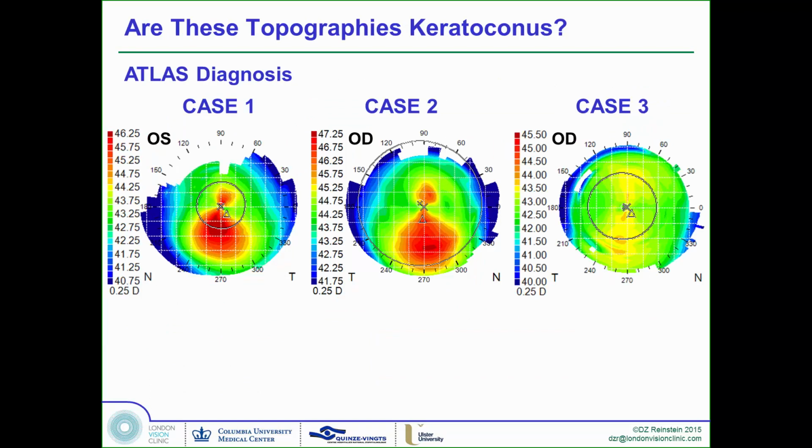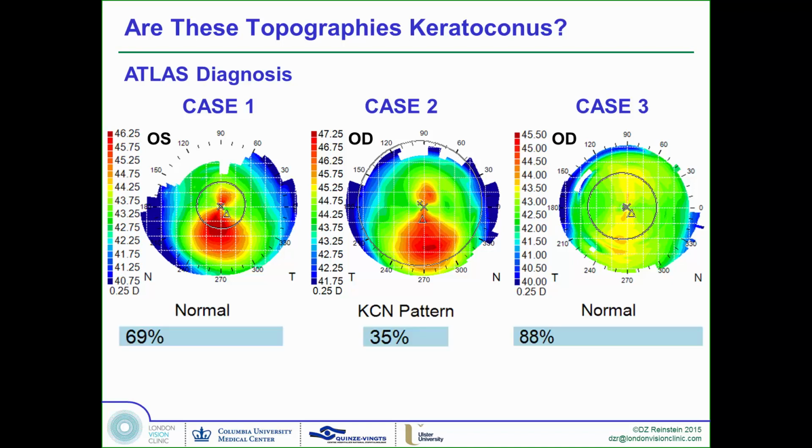So let's look at 3 examples in our index publication that we published in the Journal of Refractive Surgery, where the diagnosis provided by the automatic machine for case 1 was normal, case 2 was a keratoconic pattern, and case 3 normal.